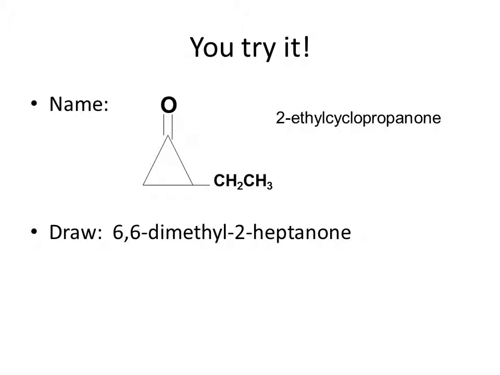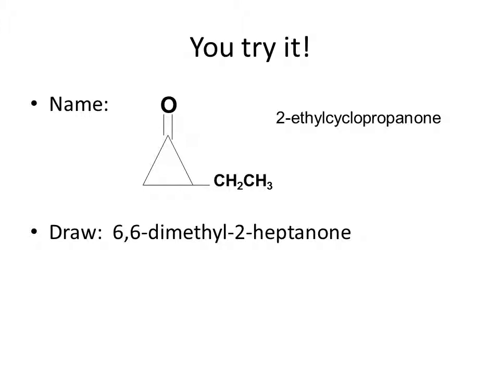For the first problem, you can see it is cyclopropane, so I take off the E and make it cyclopropanone. The carbonyl is on the number 1 carbon, so the ethyl is on the number 2 carbon, so we call it 2-ethyl-cyclopropanone.